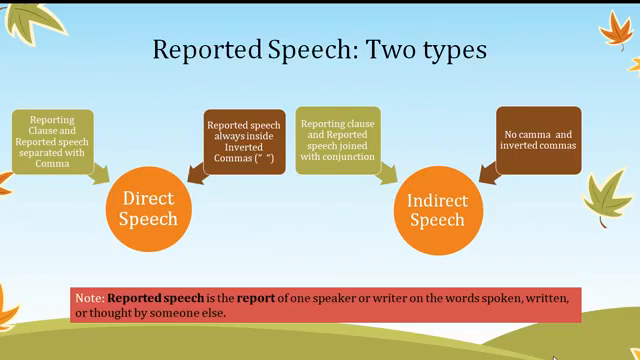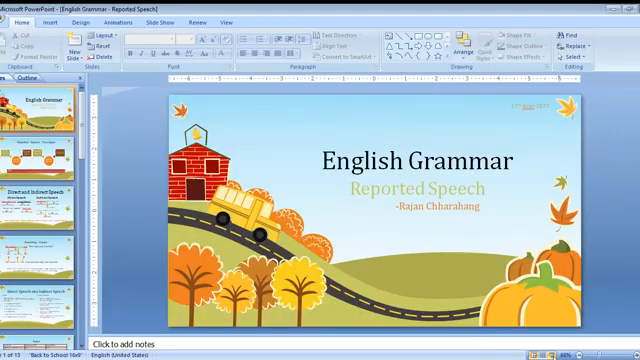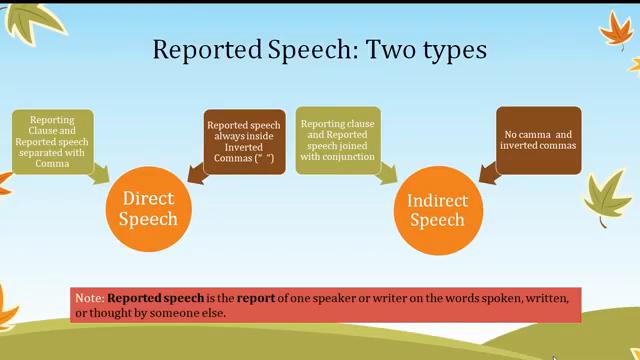Exactly what the writer or the speaker speaks or writes, if you have written it down, that is known as reported speech. If it is written exactly, it should be inside inverted commas. Inside the quotation marks, I think you must have seen and read this also. So that is called reported speech.